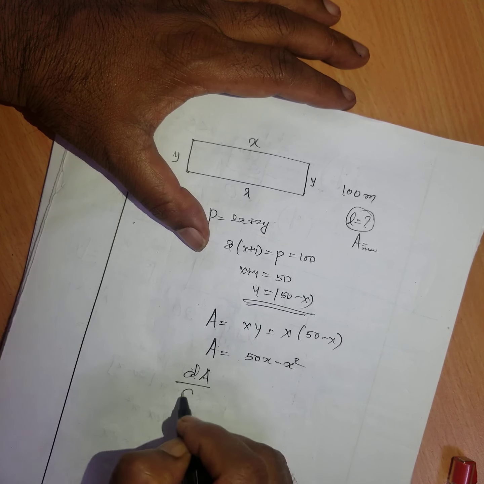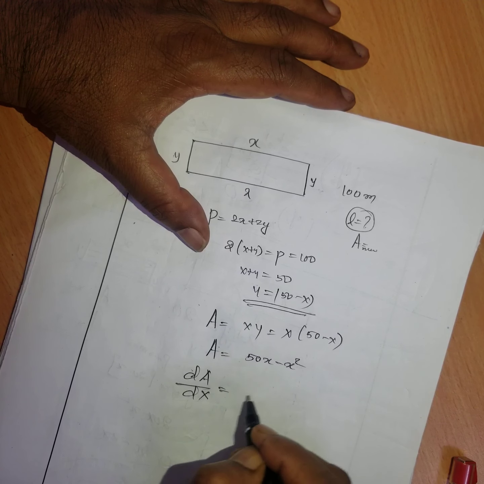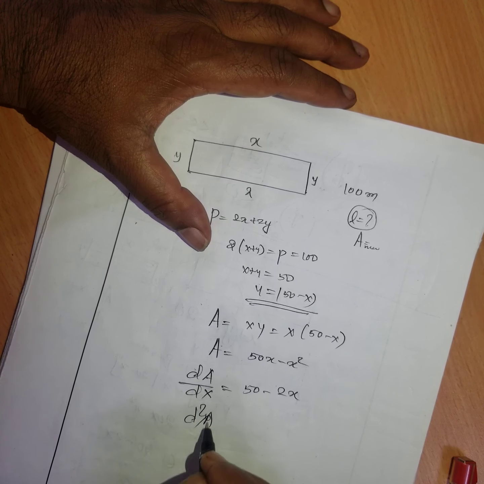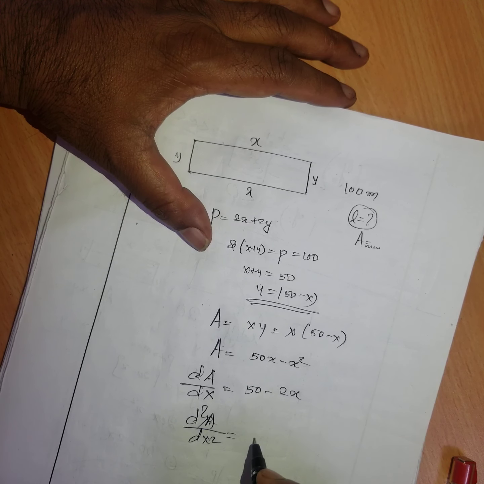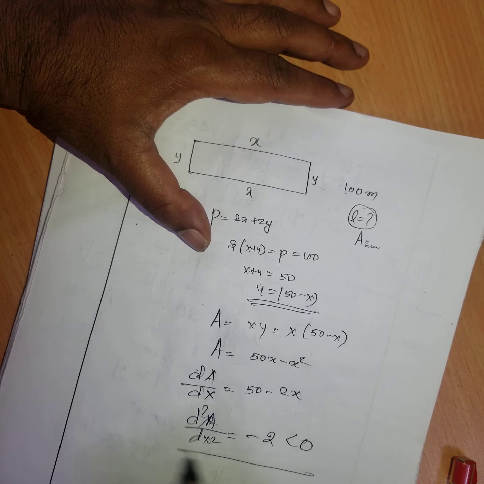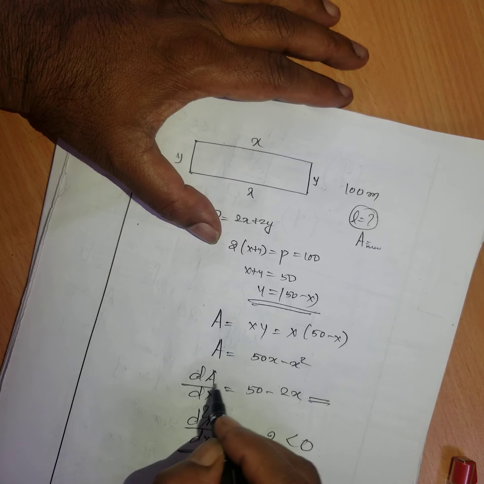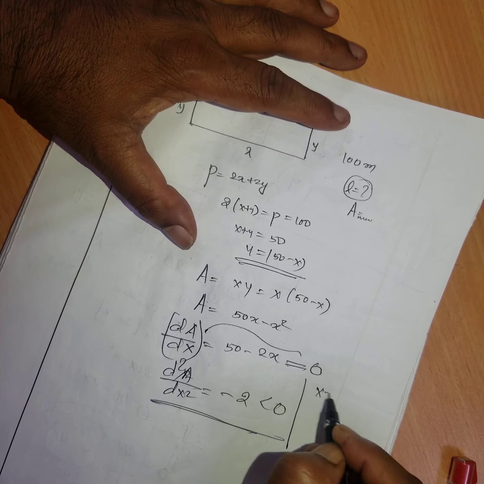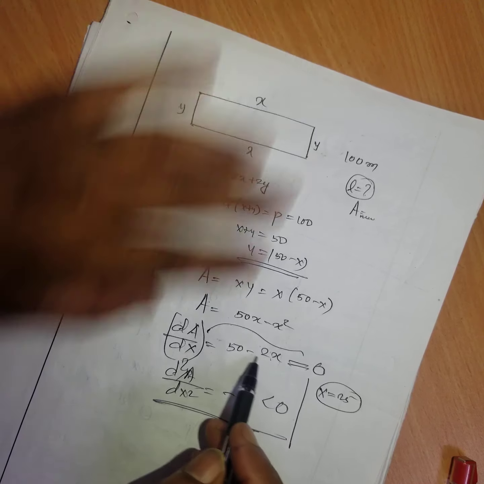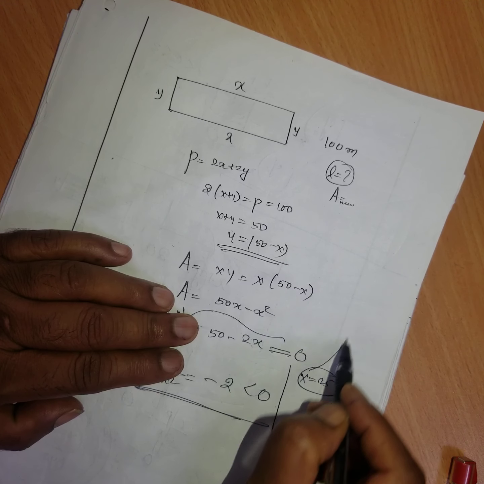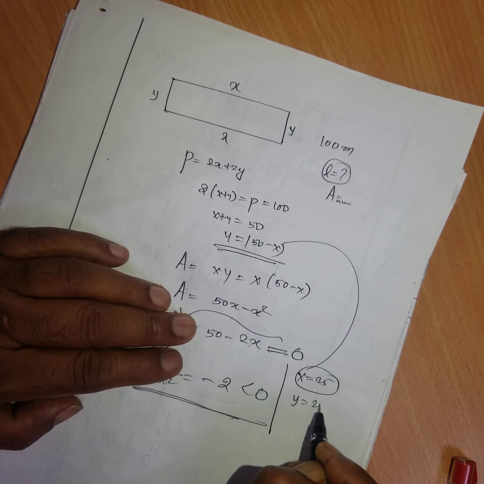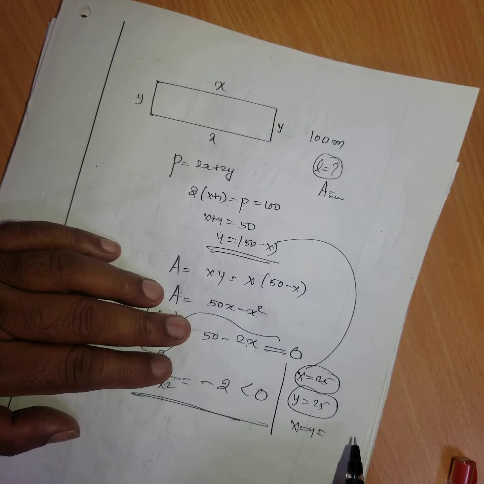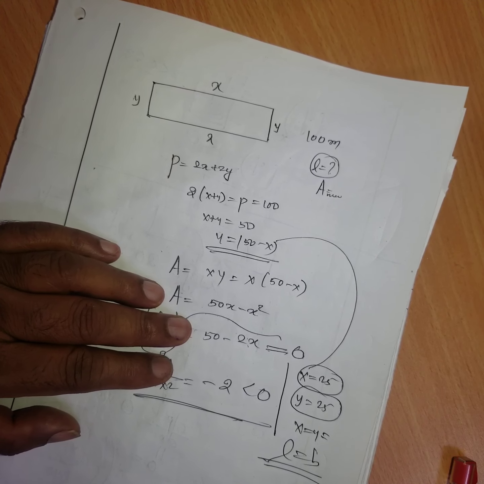Therefore, condition for maximum area, dA by dx is equal to what? 50 minus 2x. And second derivative is equal to minus 2, less than 0. Condition for maximum or minimum is the first derivative equated to 0. When you equate to 0, x equal to 25 we will get. When x equal to 25, the value of y is also 25. Therefore, when x equal to y, length equal to breadth.